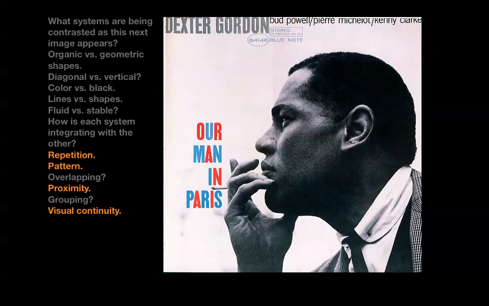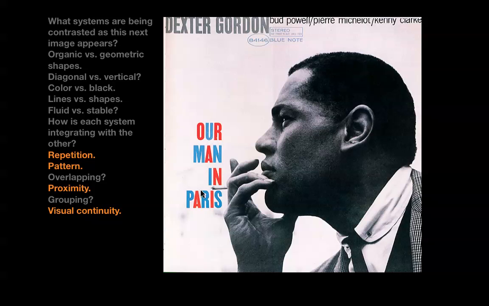Repetition for sure. We see that this typeface repeats down over here as well. In fact, the lighter weighted typeface over here is the same family as this font. There's repetition. This image is largely grayscale. And the typography here is gray and black. So there's repetition there. There's also pattern. The pattern of typography. Type has pattern in and of itself.